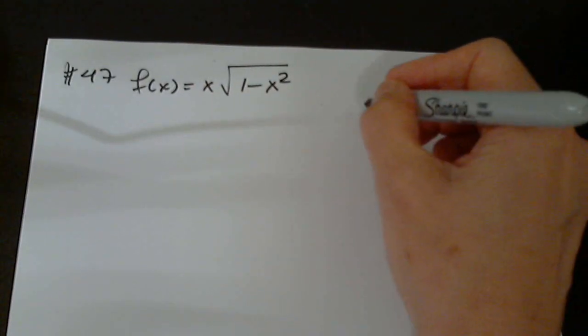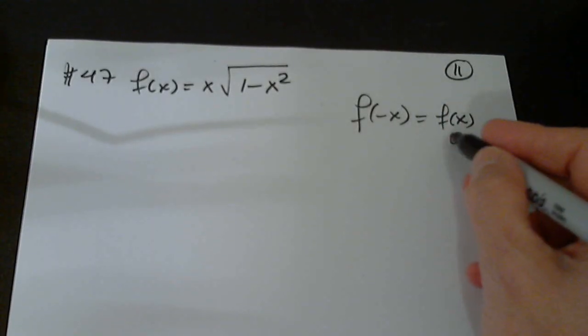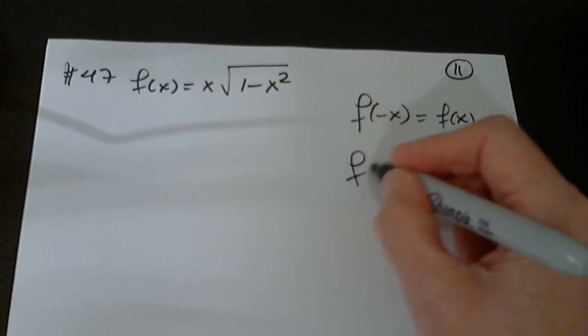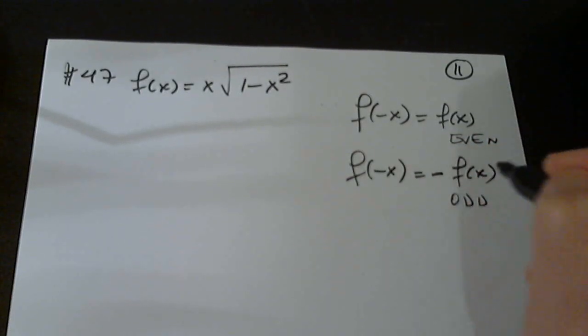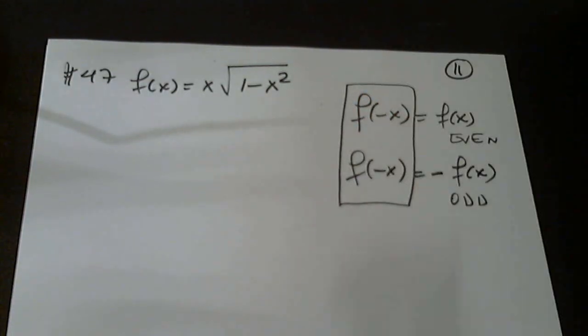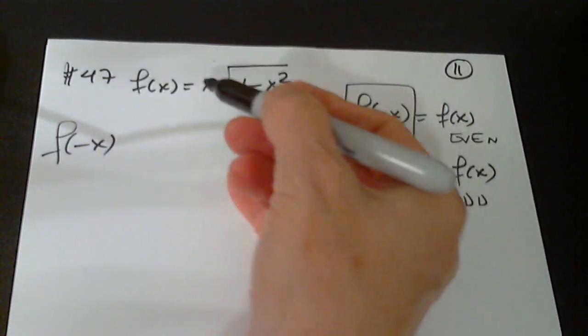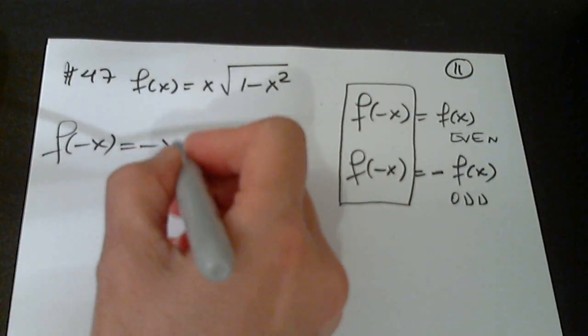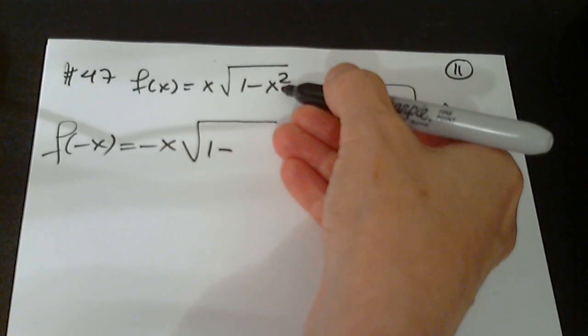Remember the two relationships. F of negative x equals f of x for even, and f of negative x equals the opposite of f of x for odd. Obviously, my starting point is this. No matter what, if the function is symmetric, I have to find f of negative x. So f of negative x means I plug in negative x here. Can you plug in negative x in here and tell me what you get?